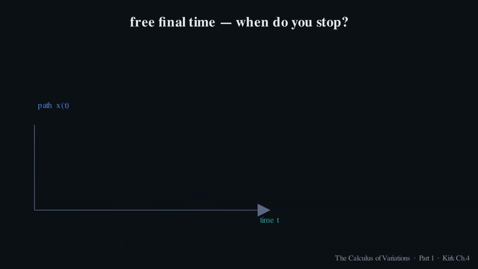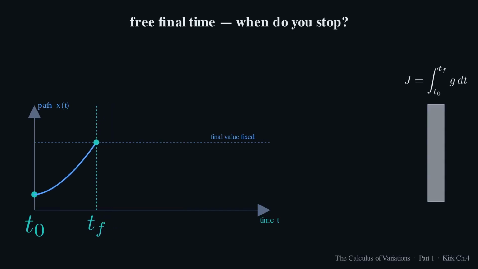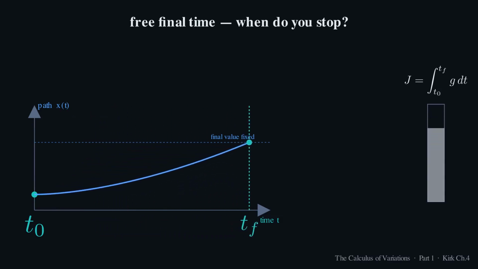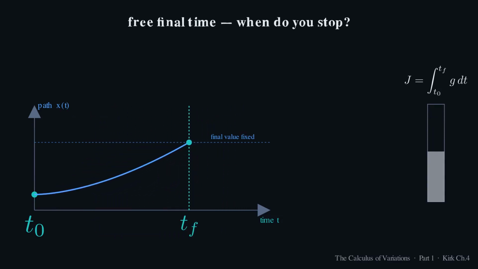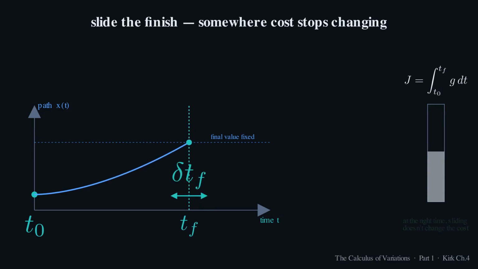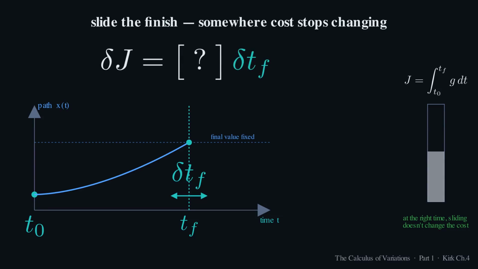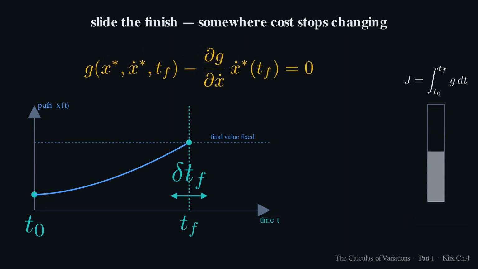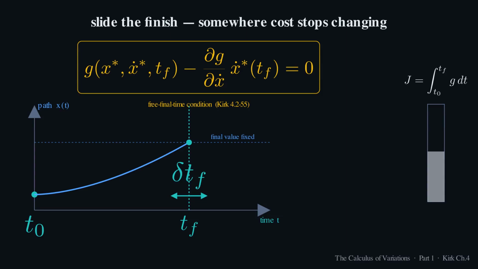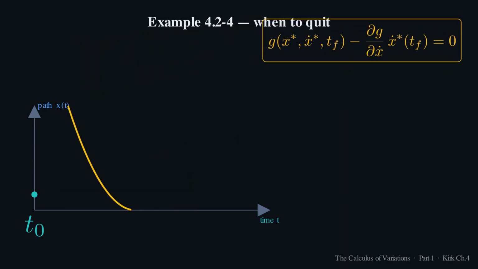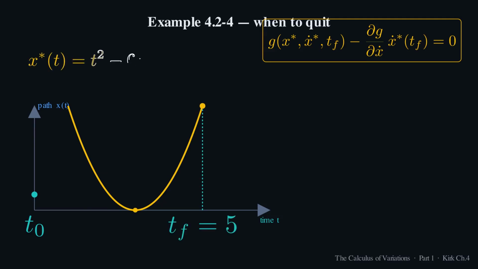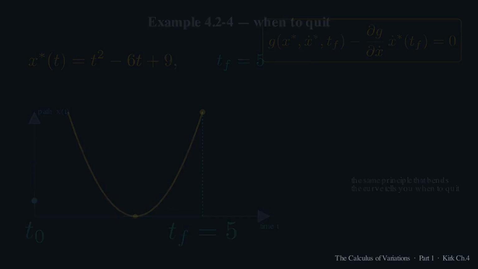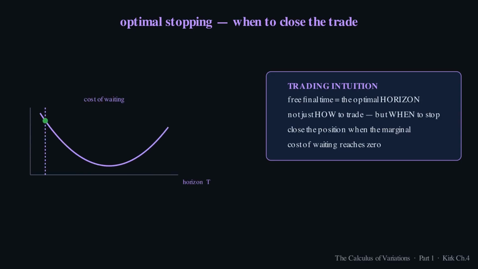Now free the final time instead. The value is fixed, but you decide when to stop. The variation picks up an extra piece for the moving deadline, and setting it to 0 gives a new condition. G minus x dot times the partial of g with respect to x dot evaluated at the final time equals 0. For the worked example, the extremal is a parabola, and the condition pins the finishing time at 5. The same principle that bends the curve also tells you when to quit. In trading, that is the optimal horizon, not just how to unwind, but when to be done.